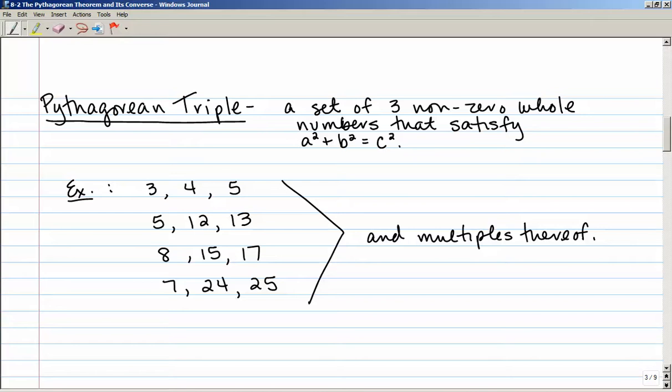As well, you can multiply these by any number, a constant, and that also makes a Pythagorean triple, or will make a right triangle. So for example, 30, 40, and 50 is a right triangle, or 10, 24, and 26 is also a right triangle. It's helpful to know Pythagorean triples because you can actually save some time in doing problems if you recognize that one exists.